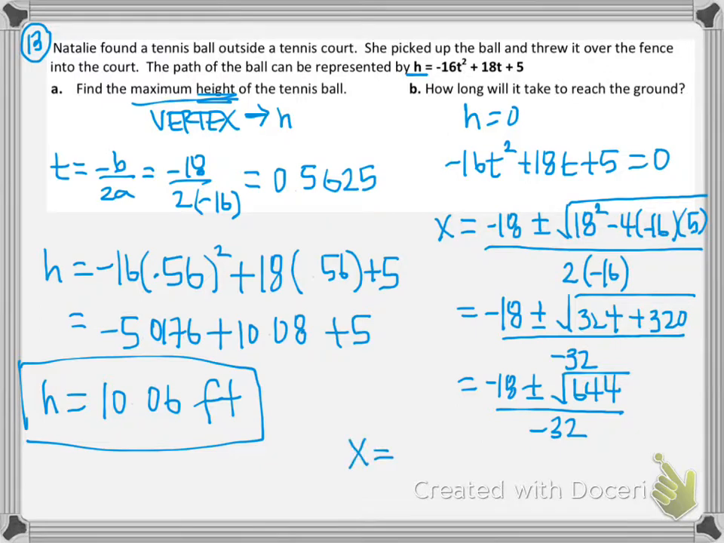Okay, so that'll be a negative 0.23, or negative 18 minus the square root of 644 divided by negative 32, or 1.3555, so 1.36. I'm going to throw out the negative because our times can't really be negative. So it'll be 1.36 seconds. Okay?